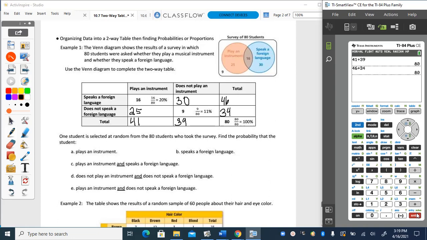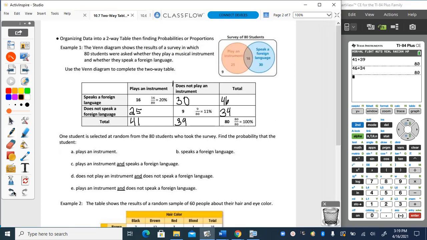And when you see a two-way table, more often than not, they're just going to have the numbers. They're not going to have the proportions, the percentages in them. But we're going to include those while we go through it. So it says one student is selected at random from 80 students who took the survey. Find the probability that the one student, part A, plays an instrument.